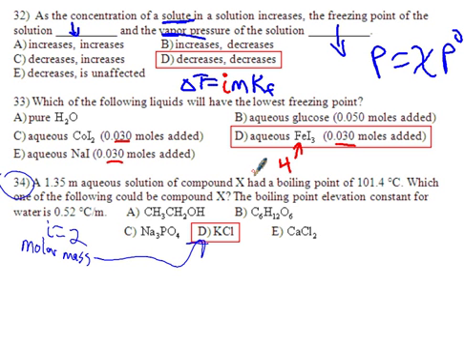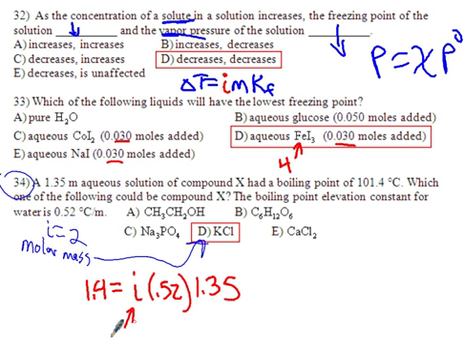34, we have an aqueous solution. Delta T is 1.4 here. We don't know what i is, but we have a K of 0.52, and the molality of the solution is 1.35. When we solve for i, we're going to find that it is really close to 2. Let me find my paper here. Yeah, it is 2. So the only one that looks like it could be that compound is the potassium chloride. That's the only one with the Van't Hoff factor close to 2.